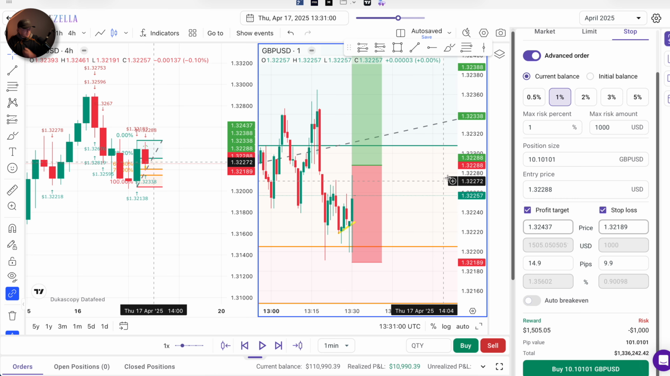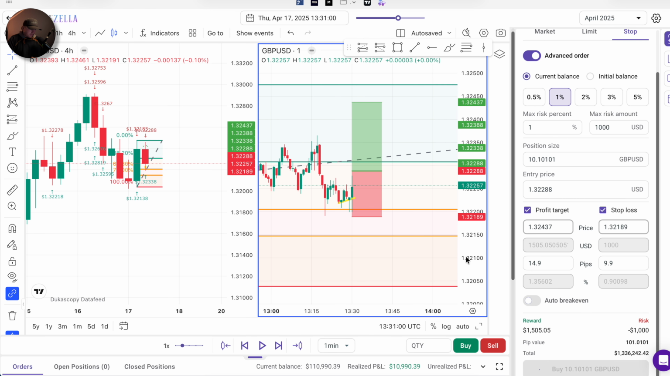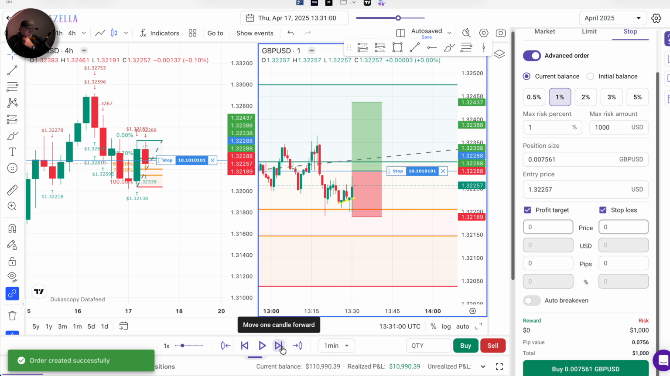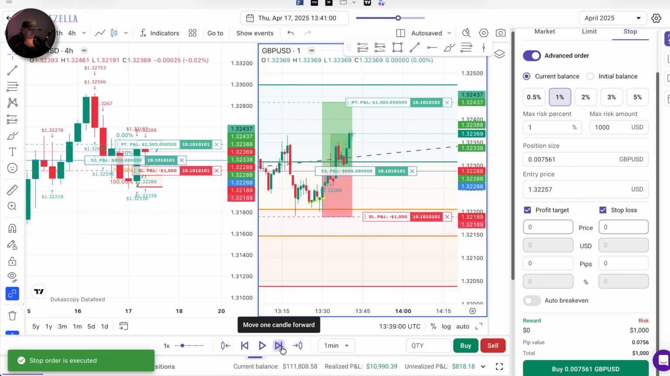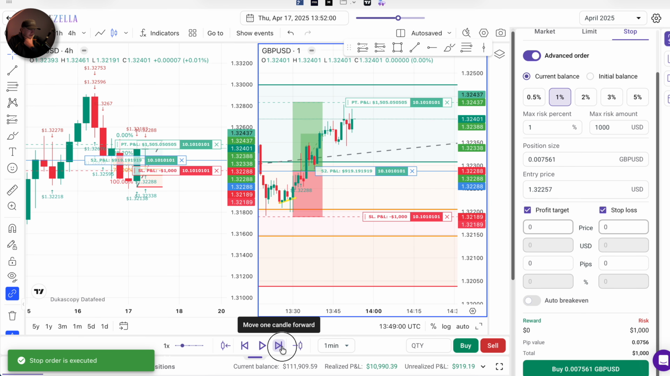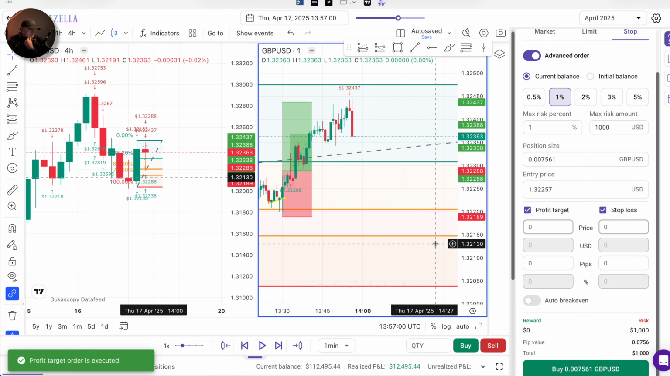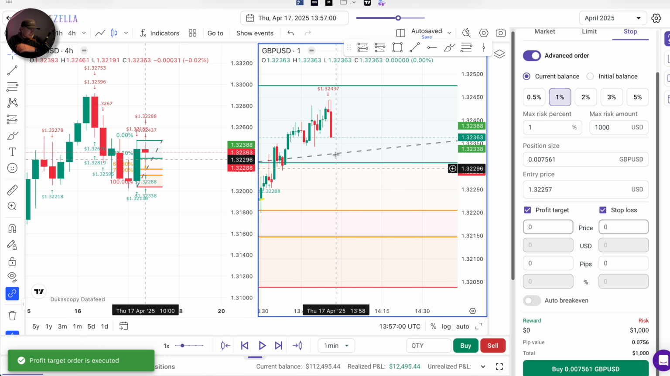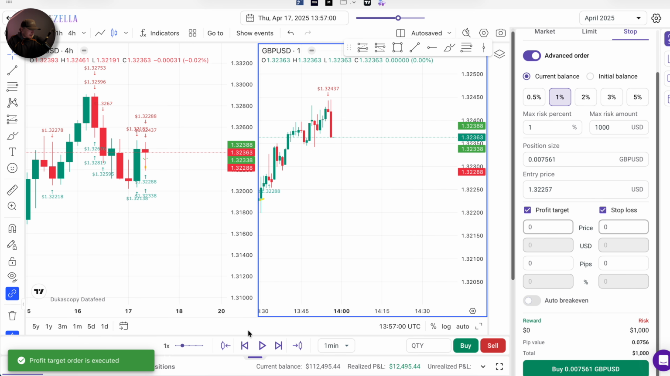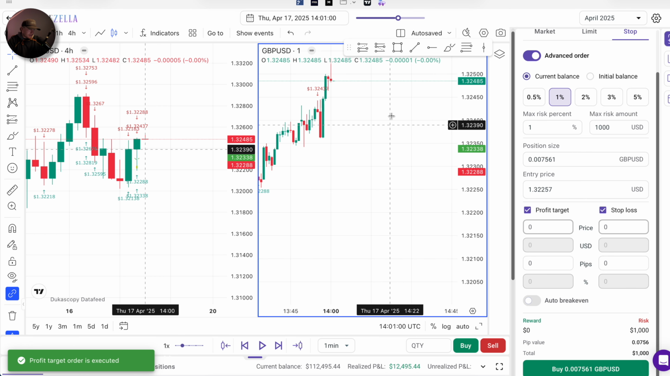Not my favourite pattern, this one, but I'm just trying to take these trades, get the data, and just see what happens. So price pushes up, and then yeah, we end up hitting take profit on that. That was just before the new 4-hour candle opens as well, which looks like we are going to be bullish.